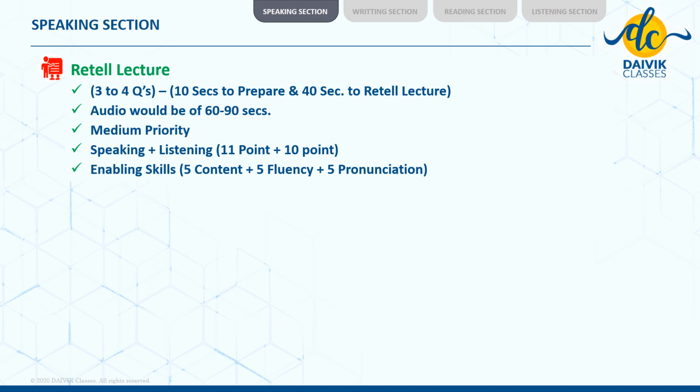This task is considered a medium priority based on the number system. Still, if you are targeting 79, please be focused on each kind of task, because this task is contributing 11 points for speaking and 10 for listening. And in this task, enabling skills also contribute a lot, like 5 content, 5 fluency and 5 pronunciation. So again, this task is very important for speaking as well as for listening.